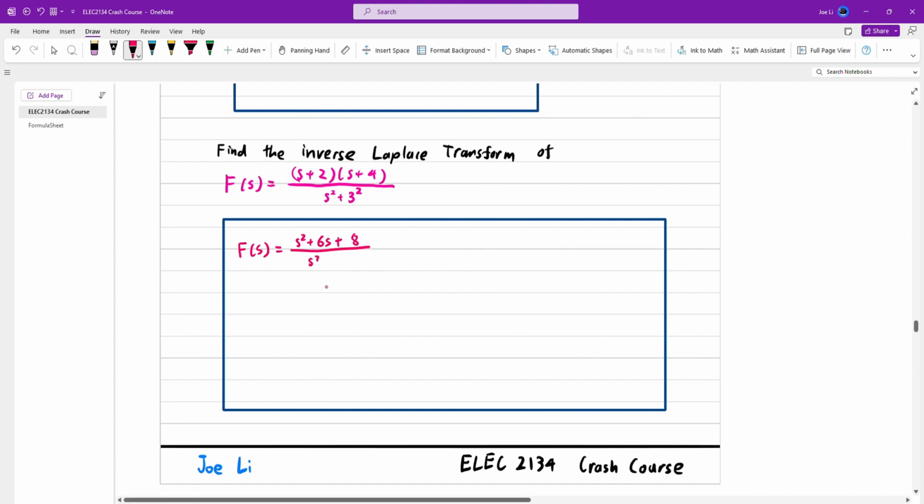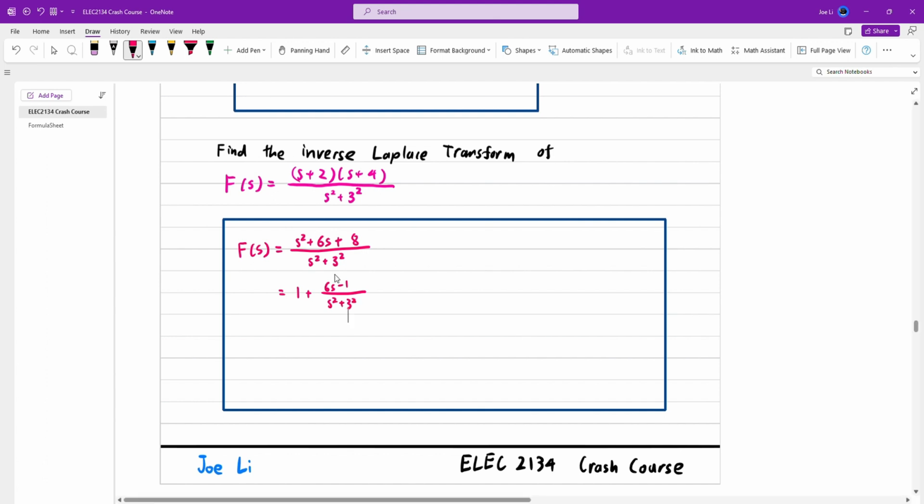Divide by s squared plus 3 squared. Cool. Now I can take out s squared plus 3 squared, which is s squared plus 9. So I will end up with 1 plus 6s minus 1 over s squared plus 3 squared.